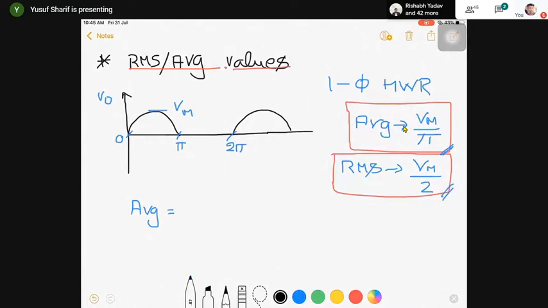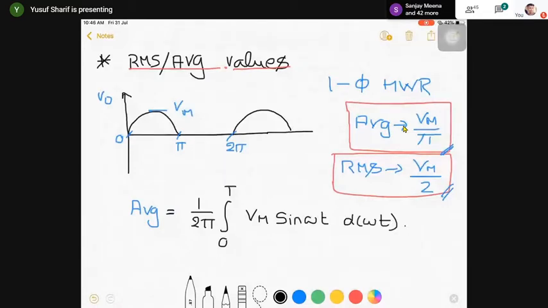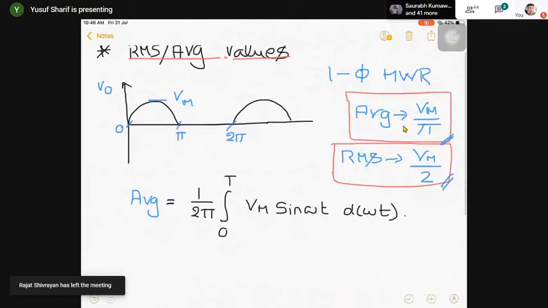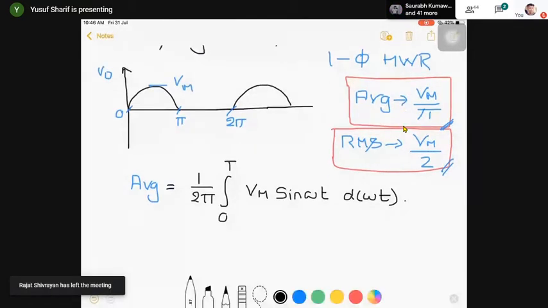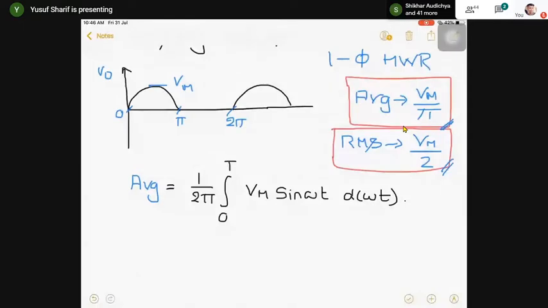Okay, fine. Let me write it down here. And the function is Vm sine omega t d omega t. Okay, this is the expression from where we'll be getting this value, that is Vm by pi.